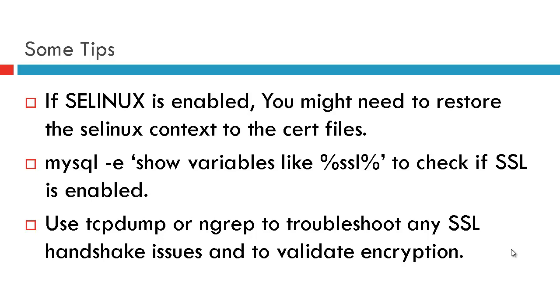Some quick tips though. If SELinux is enabled, you might need to restore the SELinux context to the cert files. I'm not going to cover that in this video just to keep it simple. The next quick tip is to use show variables like '%SSL%' to check if SSL is enabled. We will do that in our hands-on part of the tutorial. And then finally, we can use tcpdump or ngrep to troubleshoot any SSL handshake issues we might have and/or to validate the encryption.